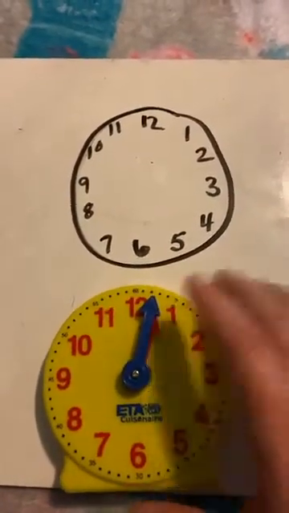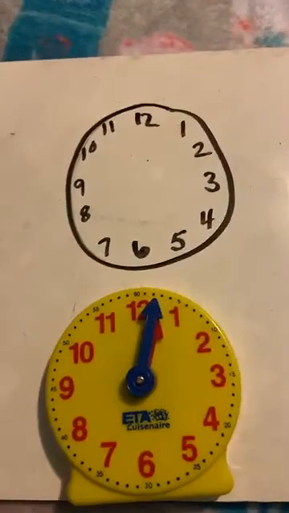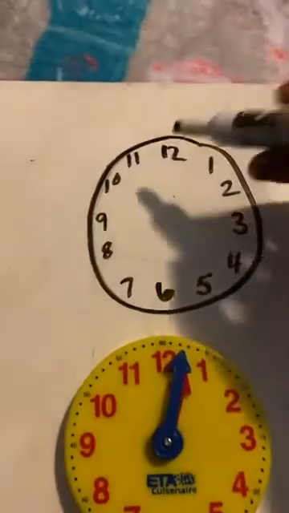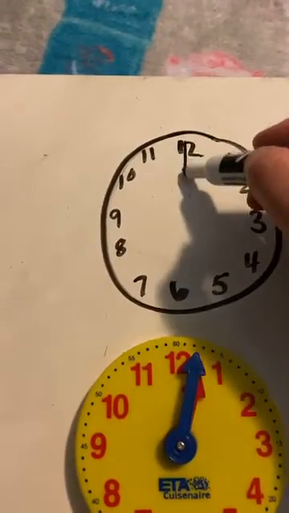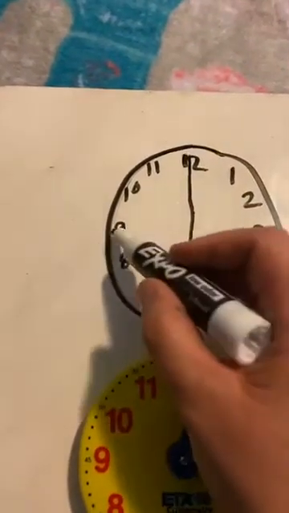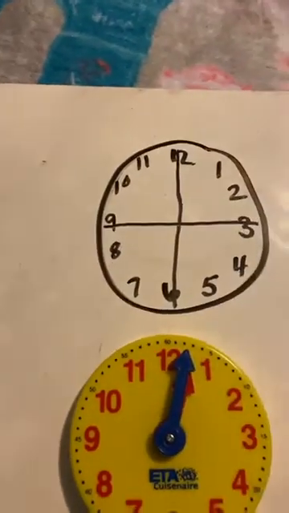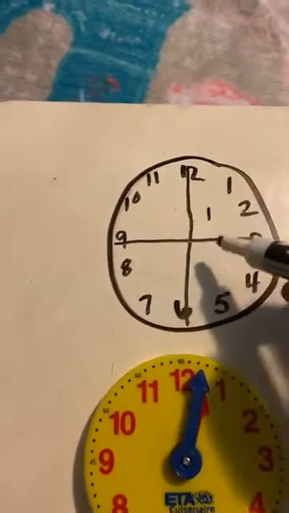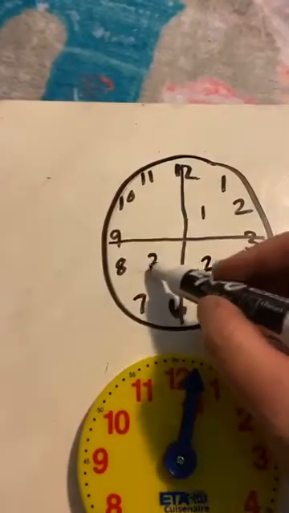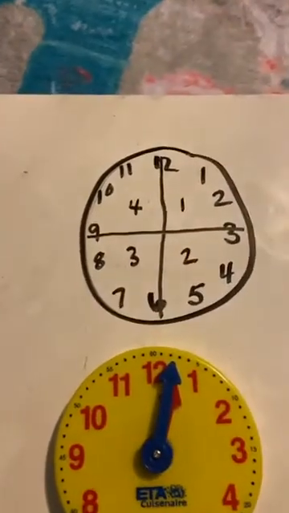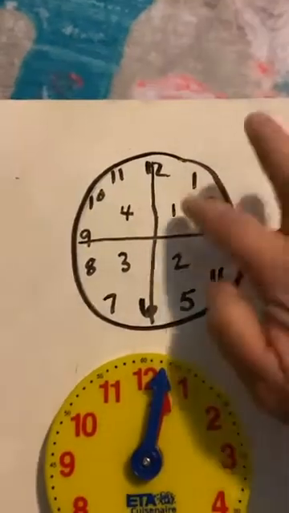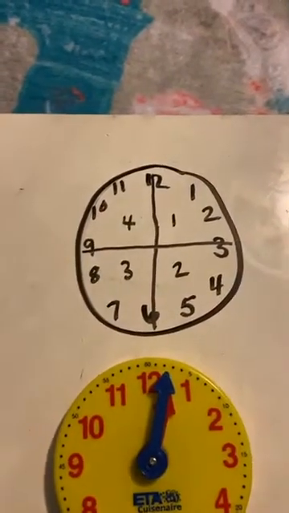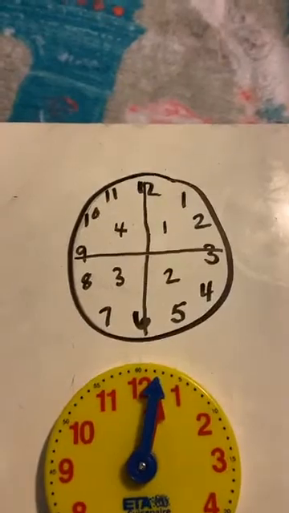Did you know that the clock can be split into 4 parts? Let me show you how that works. We can split my clock like this. I can split my clock into 4 parts. Here's part 1, part 2, part 3, and part 4. So here's my first part right here. What do you notice that it lands on? You're right, it lands on the 3. So this is my first part.